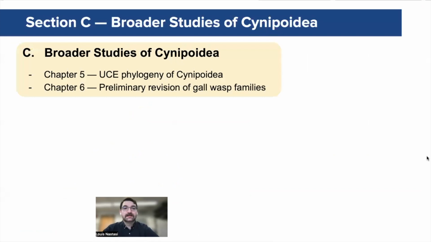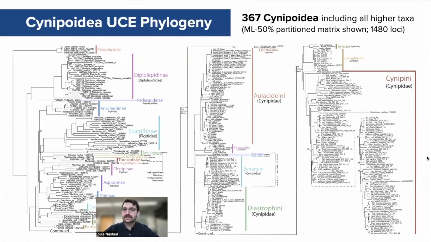From there, I then aim to conduct some broader studies affecting the whole of gall wasps, being a UCE phylogeny for the superfamily, and then using that phylogeny to establish a preliminary revision of gall wasp families. This here is the phylogeny of Cynipoidea, which includes 367 taxa and represents all higher lineages. And this tree is derived from a 50% partition matrix showing almost 1,500 loci.